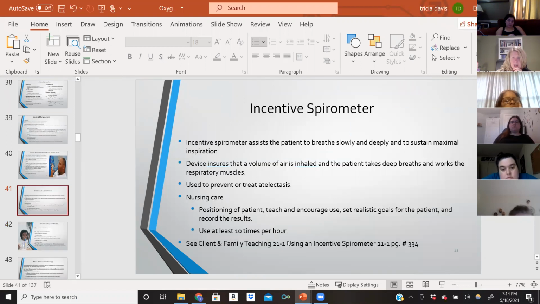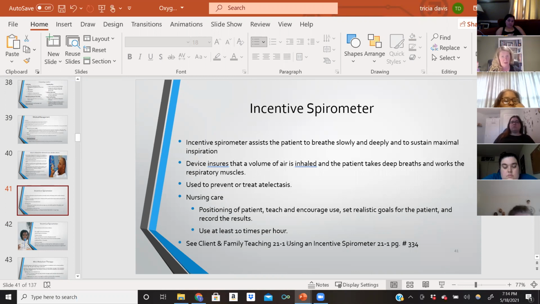So that incentive spirometer is going to assist the patients to breathe in slowly and deeply, and it's going to help sustain maximal inspiration, so breathing in. The device ensures that a volume of air is inhaled and the patient takes deep breaths and works the respiratory muscles. We use this to prevent or treat atelectasis.